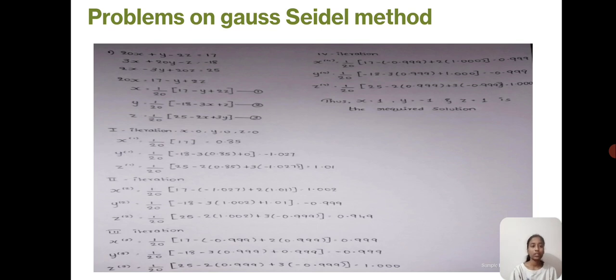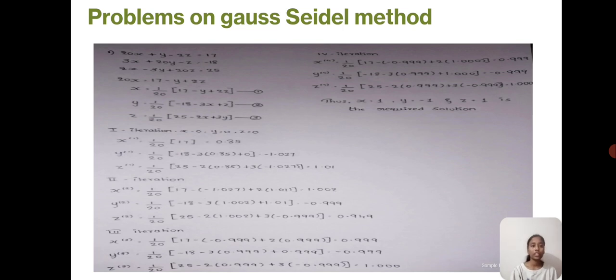x³ = 1/20 (17 − (−0.99) + 2(1.00)) = 0.999. y³ = 1/20 (−18 − 3(0.99) + 1.00) = −0.999. z³ = 1/20 (25 − 2(0.999) + 3(−0.999)) = 1.00.